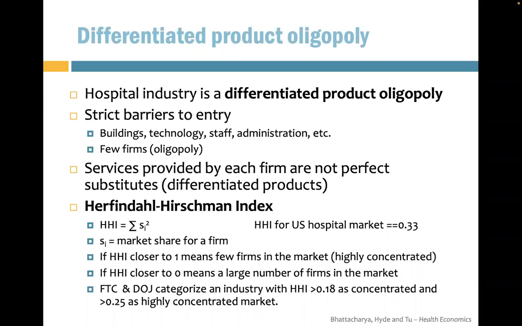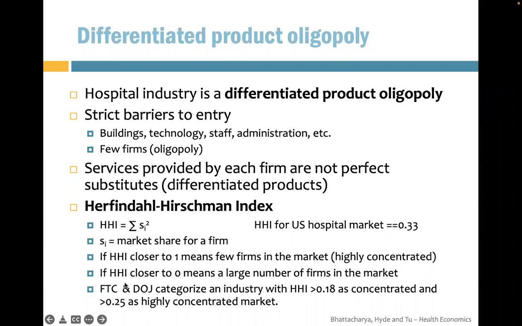So this is the first case: if HHI is closer to 1, it means fewer firms in the market. That means this industry is highly concentrated in one firm. Then we have the other extreme, which is HHI closer to 0. This means that we have lots of hospitals, and each hospital takes up, let's say, 1%, 2%, or even less than that share of the whole market. So that would mean that this industry is not highly concentrated. In fact, there are a large number of firms in the market.